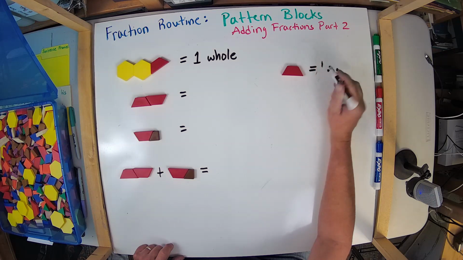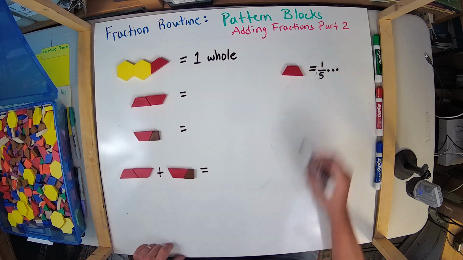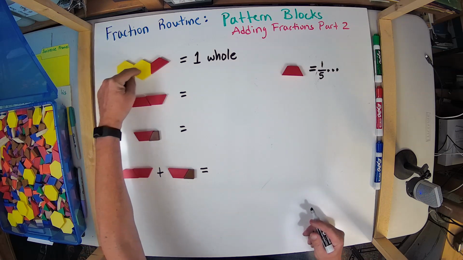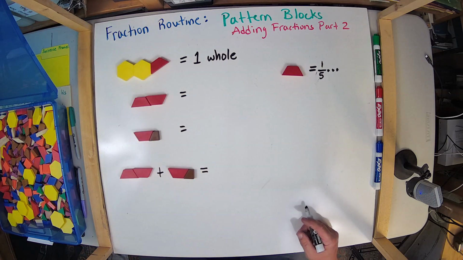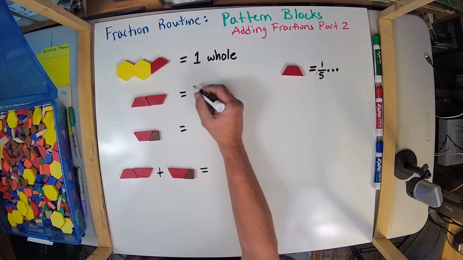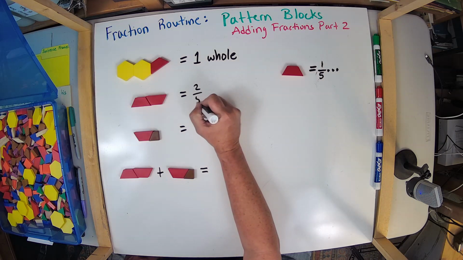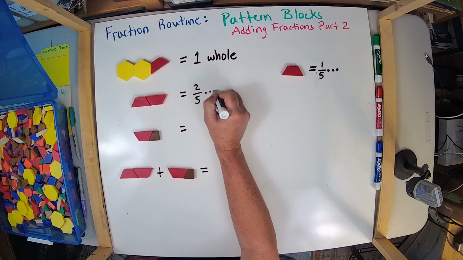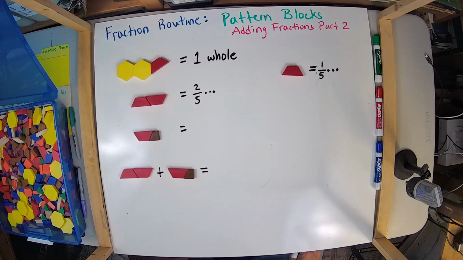You want them to give some reasoning, and their reasoning should be, oh, there's 5 red blocks that are equivalent to the whole, so that's 1/5. And there's 2 of those blocks here, so that's 2/5. You want them to give some reasoning. The reasoning is 2 blocks, each with a value of 1/5, has a value of 2/5 combined.